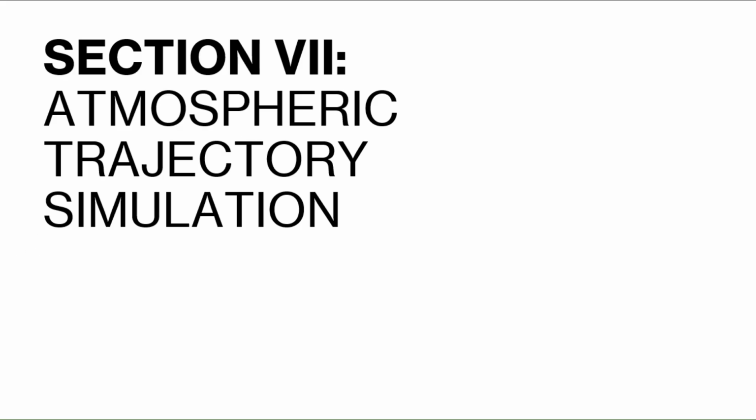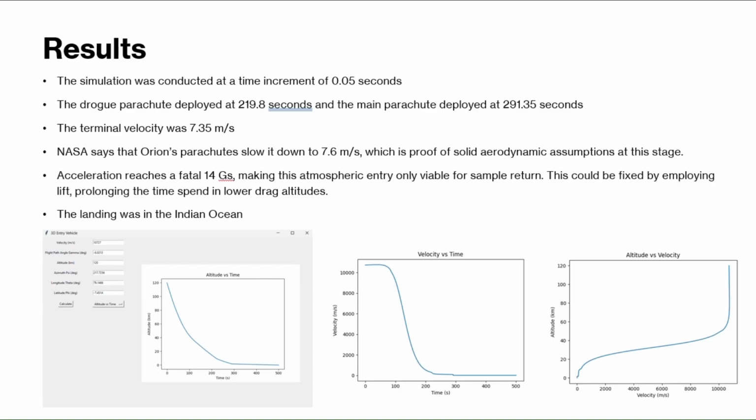The atmospheric trajectory simulation was the next step. I used that same UI that I referenced before, and here are the results. You can see the altitude versus time, velocity versus time, and altitude versus velocity. These little jumps happen when the parachutes shoot out, and this is, of course, fatal acceleration. But those are just estimations because it's an immediate change.